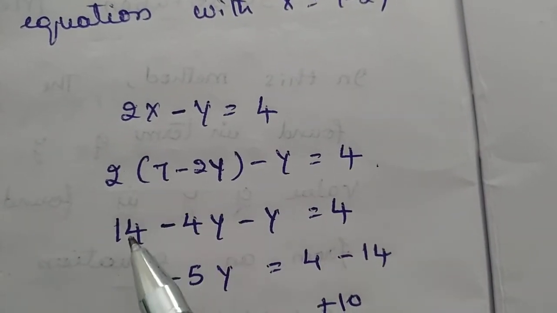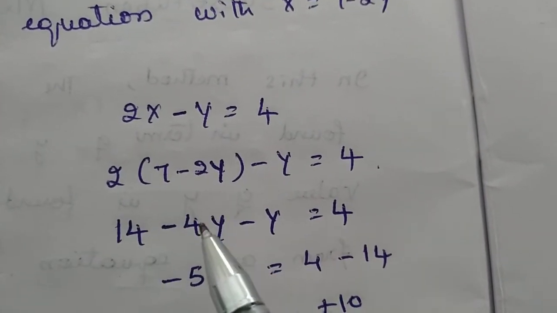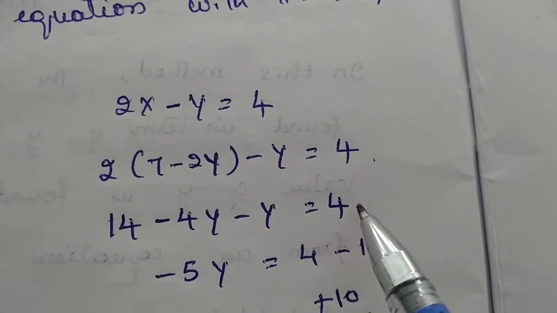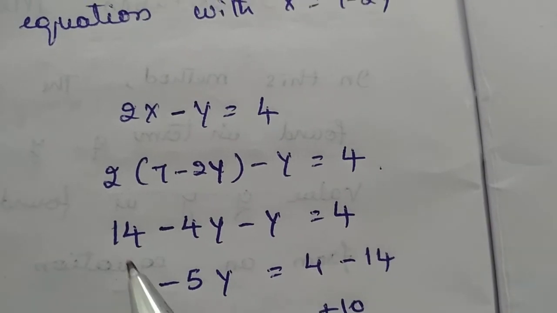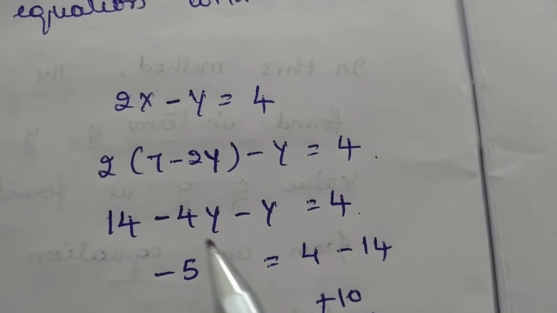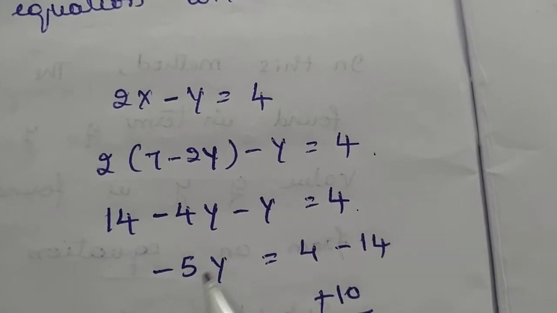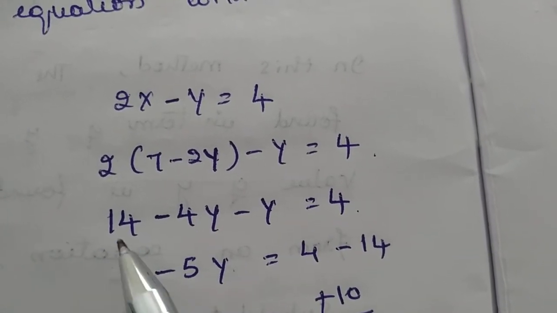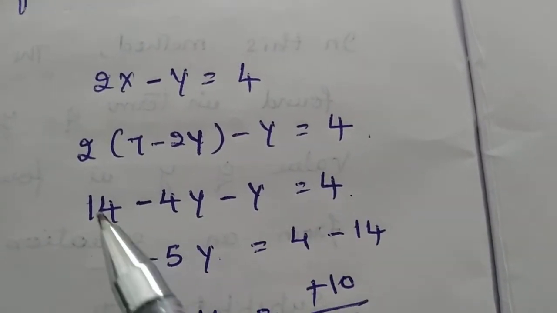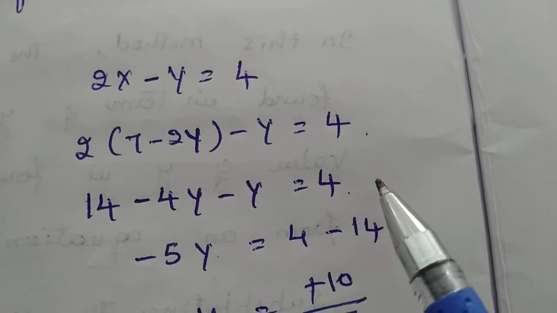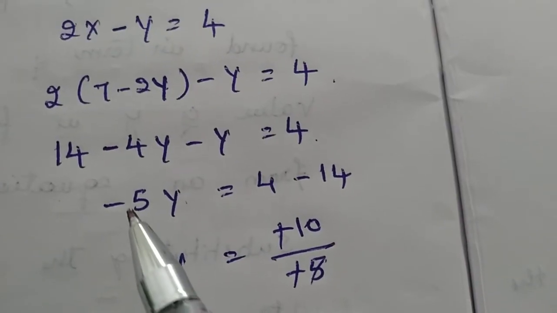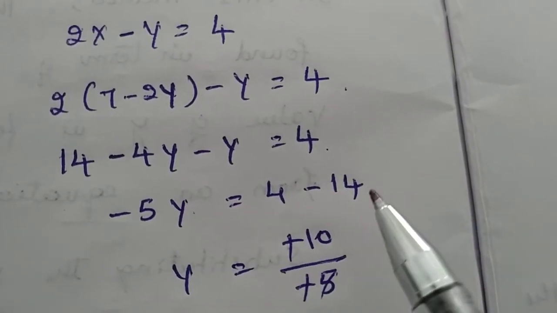2 into 7 is 14. 2 into 2 is 4y minus y is equal to 4. We'll keep these two as it is. So 14 minus 4y minus y is equal to 4. Minus 4y minus y will become minus 5y. This 14 I am taking to the right side of the equals. So ಇಲ್ಲಿಂದ ಈ ಸೈಡ್ ಹೋದ್ರೆ ಪ್ಲಸ್ ಇರೋದು ಮೈನಸ್ ಆಗುತ್ತೆ. 4 minus 14. So here minus 5y is equal to 4 minus 14.